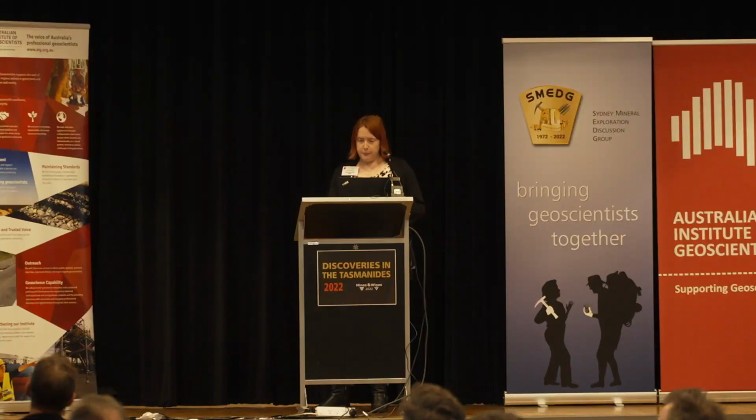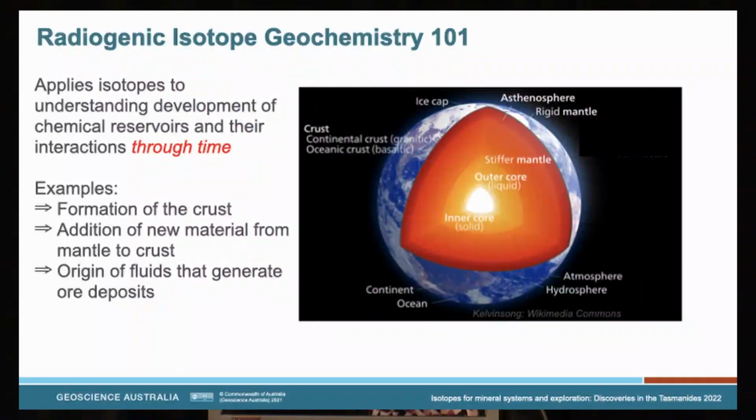So to understand radiogenic isotopes, you need to understand two concepts, both of which you should be familiar with if you work in geoscience or have done some amount of science at uni. The first is the idea that the Earth is composed of different reservoirs: the core, the mantle, the crust, the hydrosphere, the biosphere, the atmosphere.